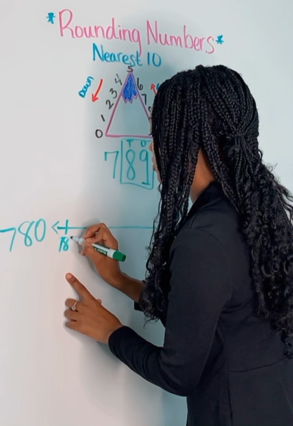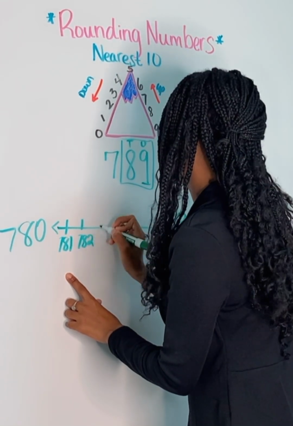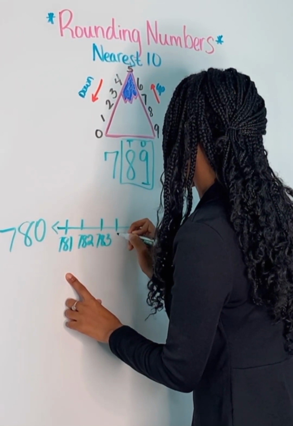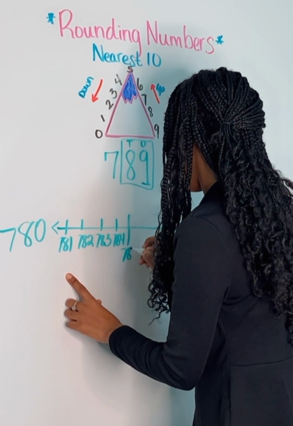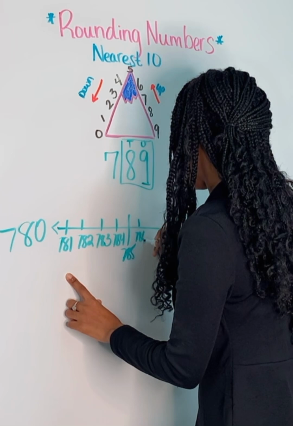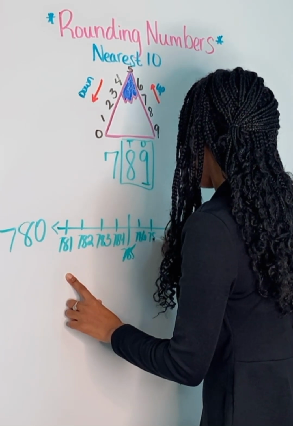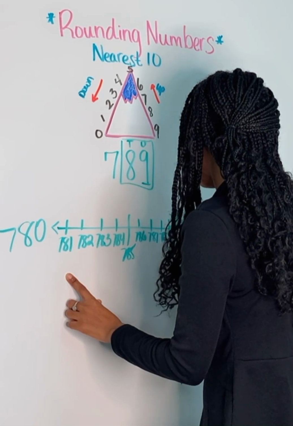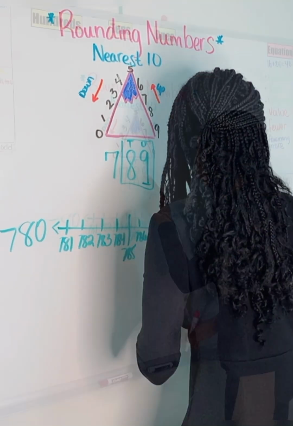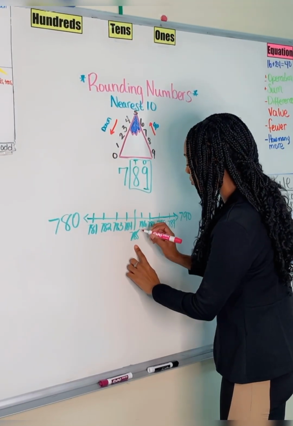And then we have 781, 782, 783, 784, 785, 786, 787, 788, 789. First thing I'm going to look at is my midpoint, which is right here.